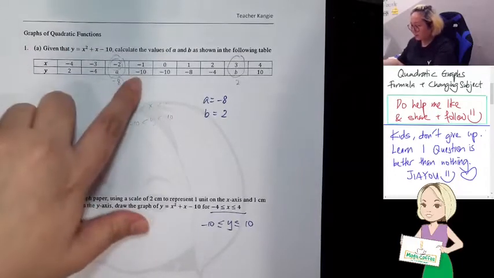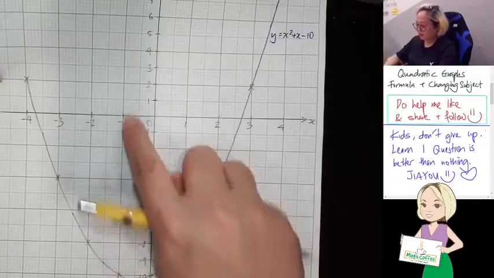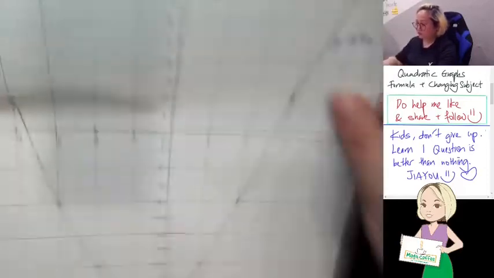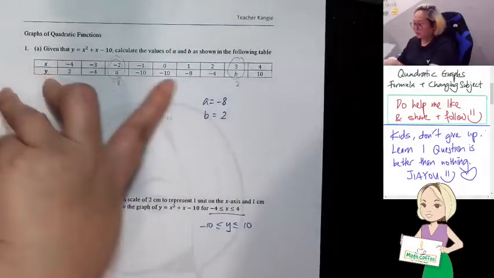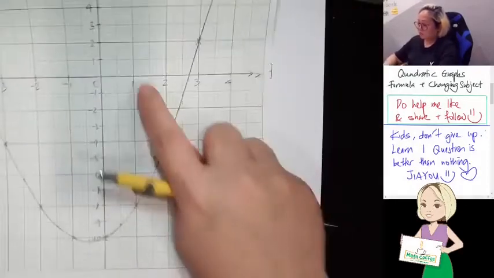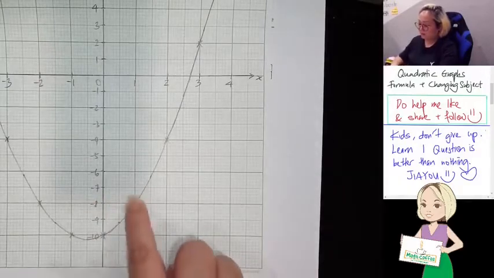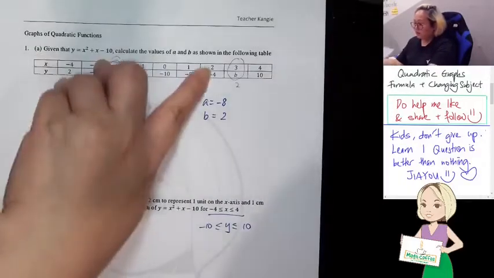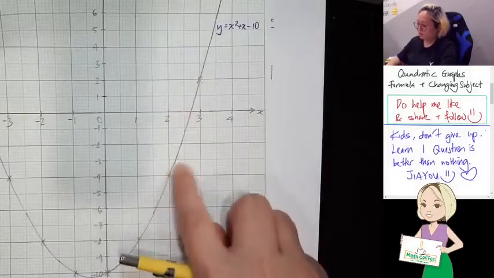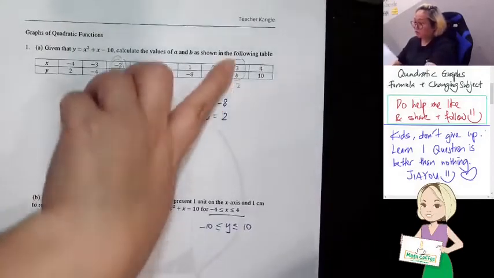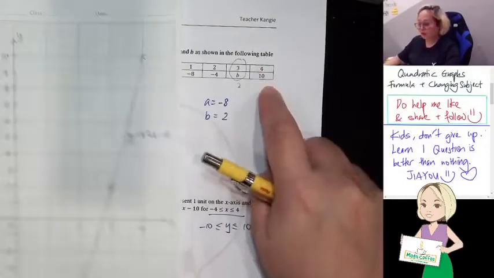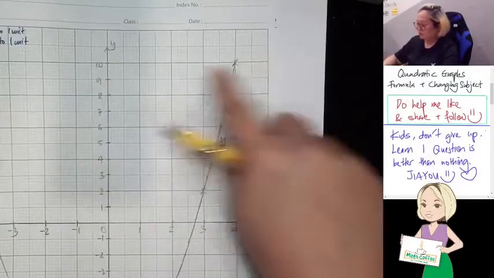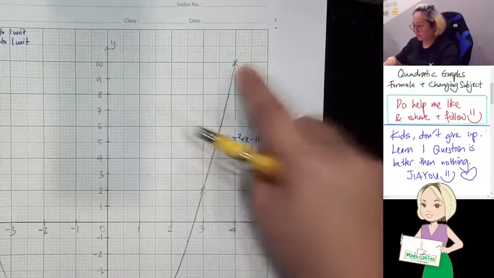Next is minus 1 and minus 10, mark across. 0 and negative 10, mark across. Next, 1 and minus 8, mark across first. Then 2 and minus 4, mark across. 3 and 2, mark across. And the last one, which is 4 and positive 10, mark across. Okay?